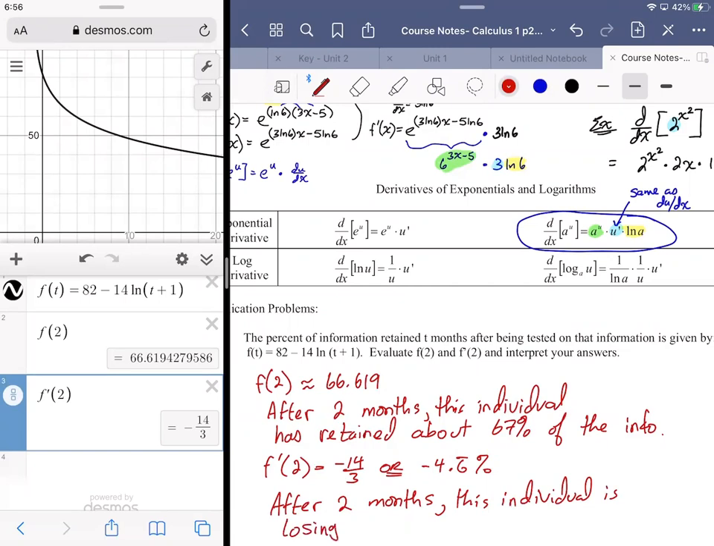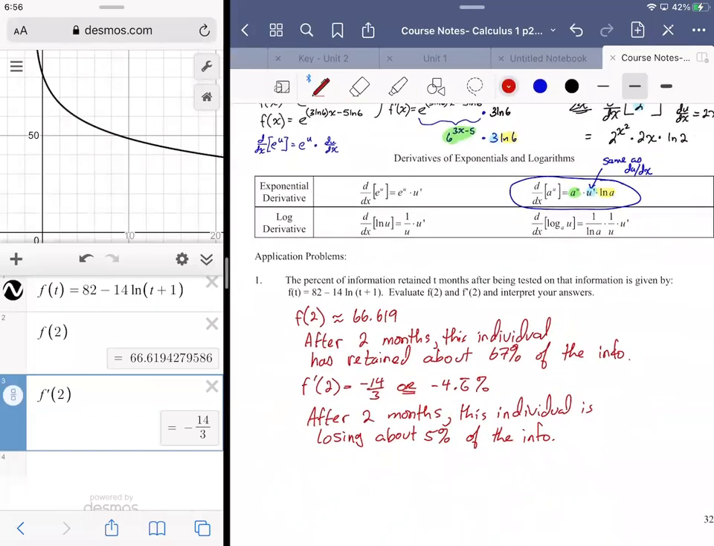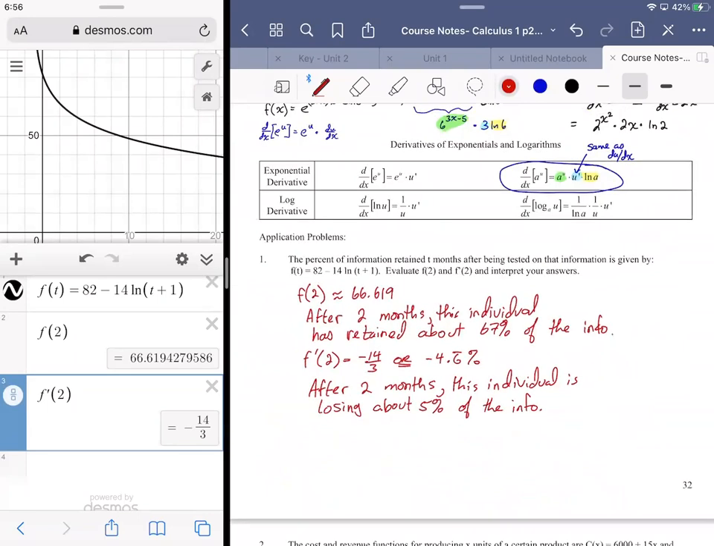If it were positive, I would say gain. Right? I'll say about 5% of the info. So if you put these two ideas together, what we're going to come away with is the idea that after 2 months, this person, when they took the final exam, they only had 82% of the information to begin with.